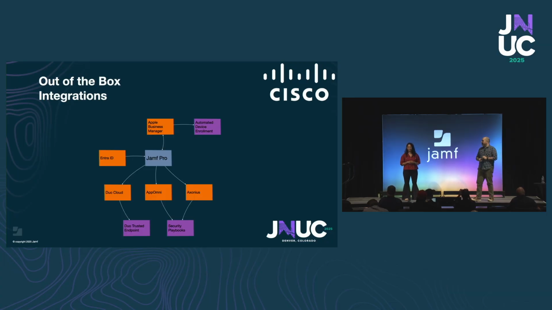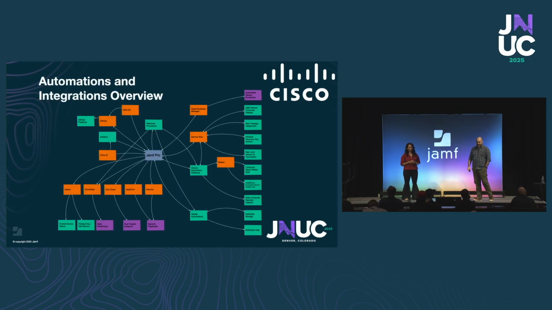Up at the top, we've got Apple Business Manager and Automated Device Enrollment. If you don't know what those are, you are at the wrong conference. Entra ID. That's just our cloud identity provider, getting the user information into Jamf, and then finishing it out with a Cisco product. It's crazy how that worked out. Duo Cloud handles all of our SSO. In this case, we're talking about the integration with Jamf that handles Duo Trusted, making sure that a device is managed in order to access Cisco resources. So those are the out-of-the-box integrations.